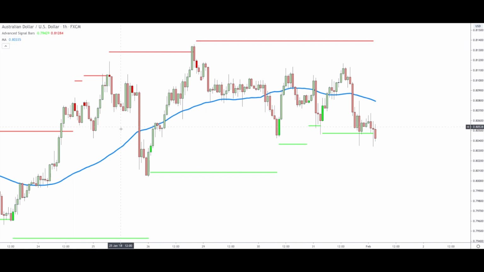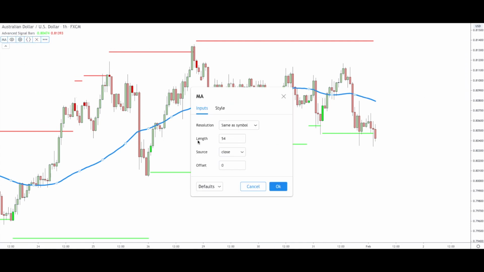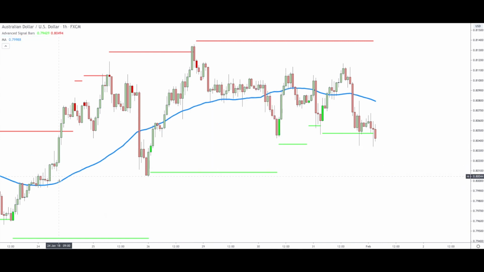The only change that I made to the moving average is that I set the duration to be 54. So you go into the settings and you just set the length of the moving average to be 54, so that it's a very smooth moving average. Otherwise, if you choose a shorter length, it's gonna be more like this.